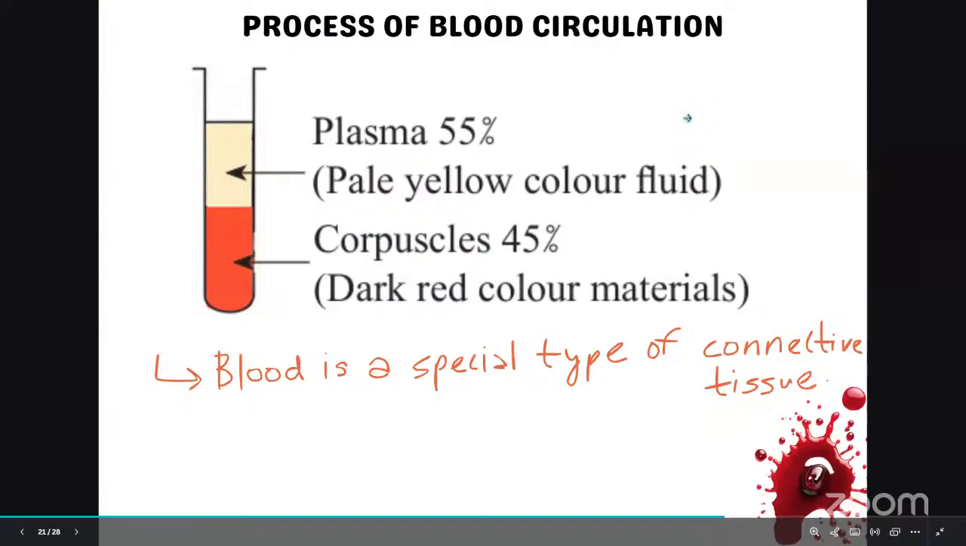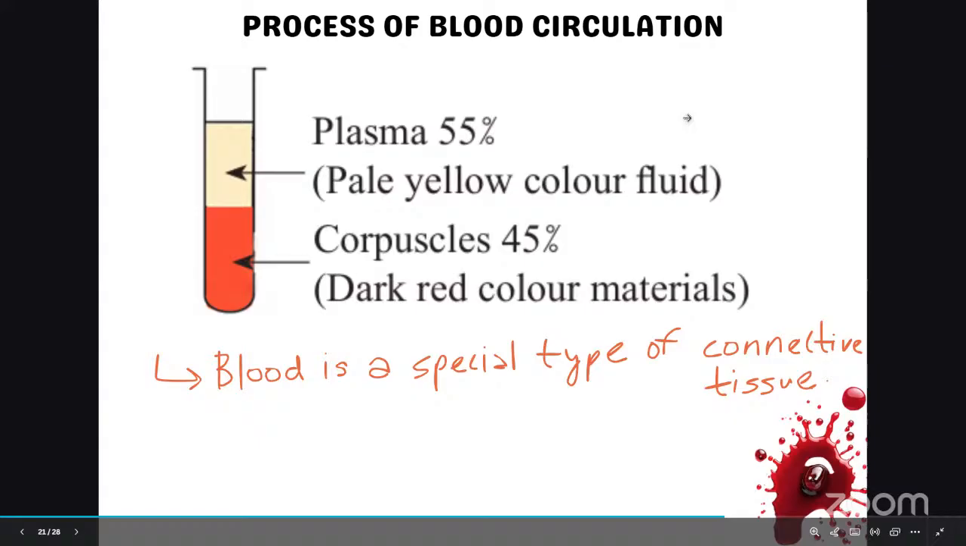So now when you take blood in a test tube and you leave it alone for a particular period of time, you're going to be noticing two different suspensions. You are going to notice it separate into two parts, plasma and corpuscles.